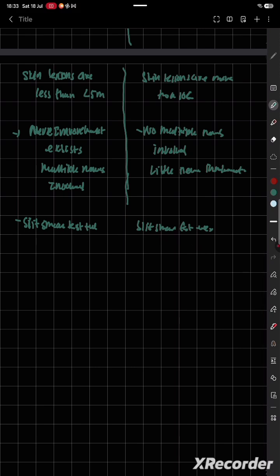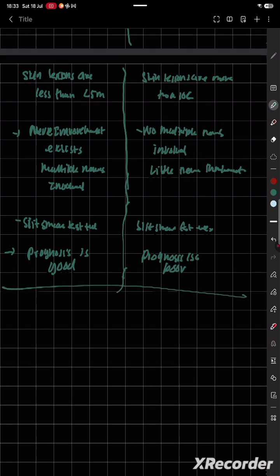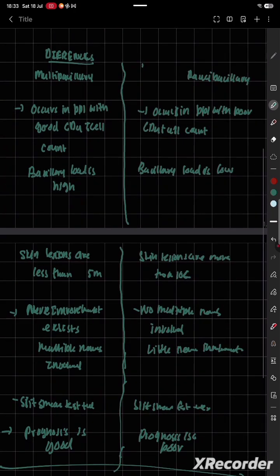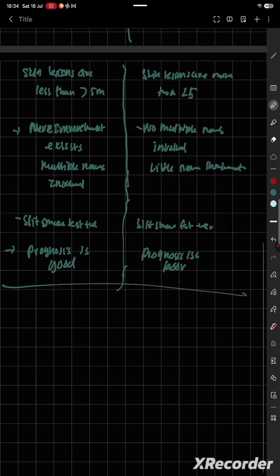One more thing is prognosis. Prognosis is poor in multibacillary and good in paucibacillary. Paucibacillary has less than 5 lesions, and multibacillary has more than 5.